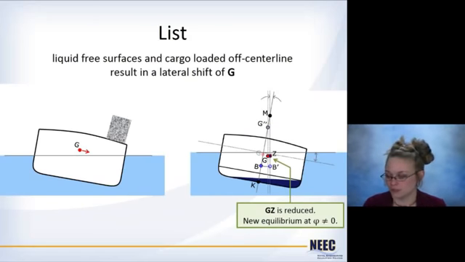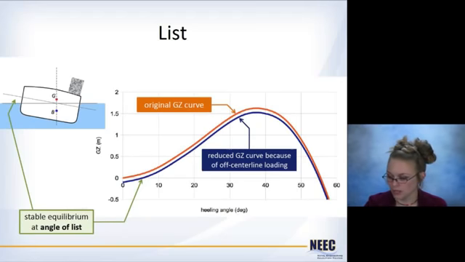One last little concept here before we take off is the concept of list. Whether you have heavy cargo on top of the deck loaded off to the side, or a very wide tank where liquid has sloshed over, it causes a lateral shift in G. Because of that, GZ is reduced, and you actually get a new equilibrium at some non-zero angle of heel. This non-zero angle is called the angle of list. It affects the GZ curve because it shifts everything down, so the overall magnitude is less because of this off-center line loading.